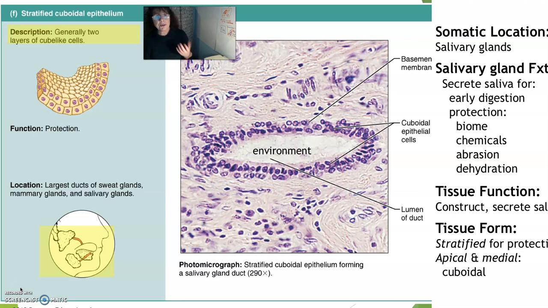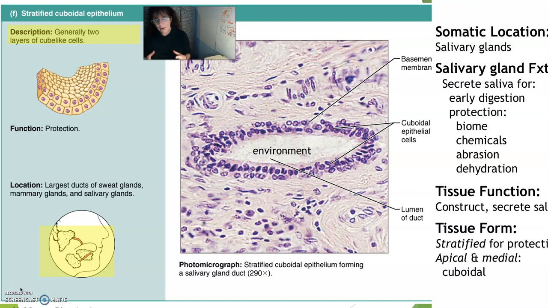It is involved in protection. It provides the environment for a healthy microbiome in your mouth. It protects you from certain chemicals and acids. It protects your mucosal cells and your cells in your mouth from abrasion, and it protects your teeth from dehydration. So saliva is absolutely critical, and the tissue that provides it is highly specialized to construct this saliva, which is full of enzymes and water, and secrete it.